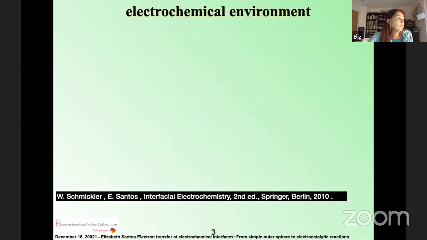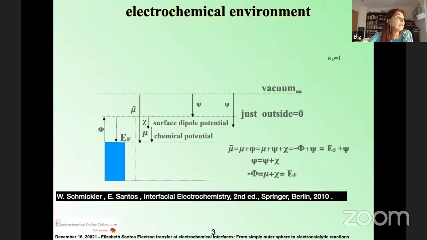Good. We go now to the electrochemical environment. Here I show you all the properties that are characterized in an electrochemical interface.